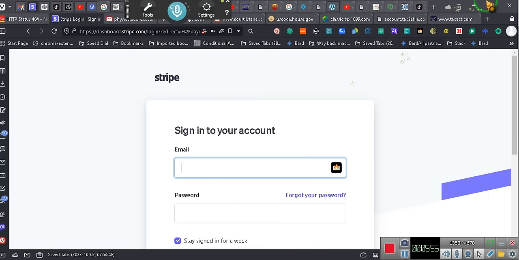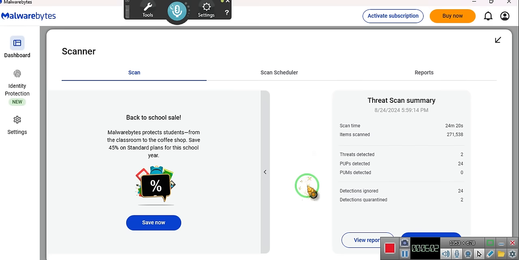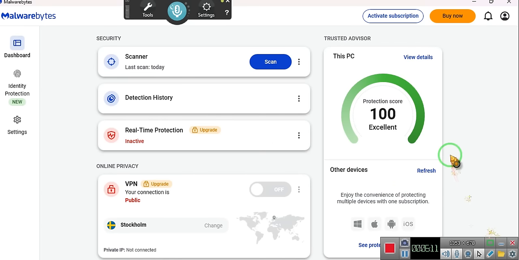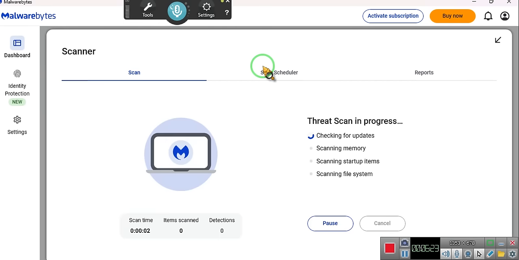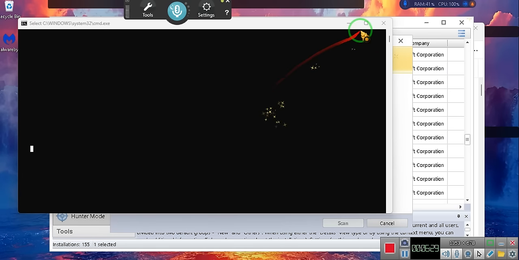We're going to be with you in a minute, Stripe. Get on out of here. Nobody's talking to you. Hey, I had two infections, y'all. Two infections. I'm surprised. This is Malwarebytes. Okay, we're going to do one more scan. I have the full version. I haven't been using it, so now I've got to put the code in for the full version. All right, because we've got to take care of some things.